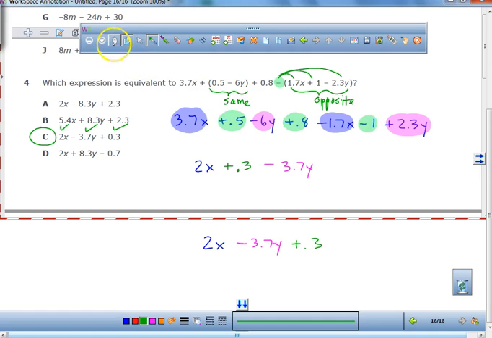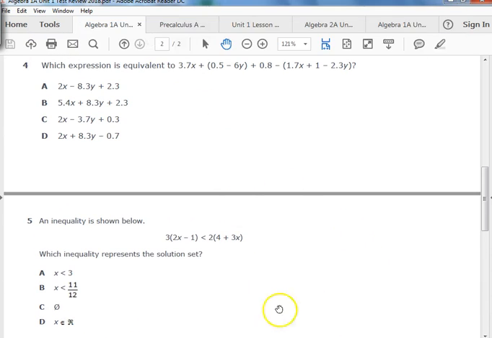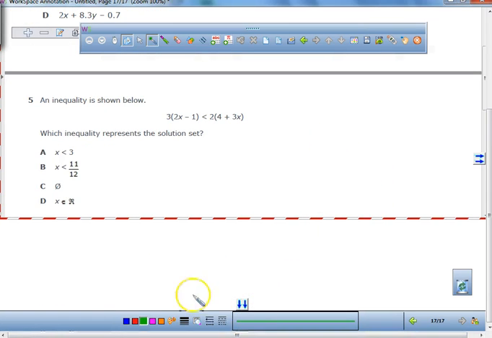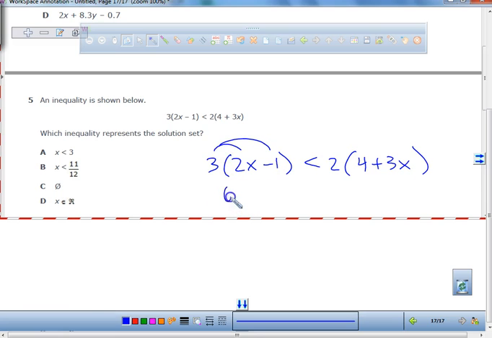Okay? All right. Let's go ahead right now and look at number 5. This is an inequality. You're going to see some inequalities on the test. We might as well get one done before you guys leave today. 3 parentheses 2x minus 1 close parentheses is less than 2 open 4 plus 3x. What are we going to do at the very beginning? Distribute. And distribute. So we get 6x minus 3 is less than. Distribute. 8 plus 6x. Uh-oh.